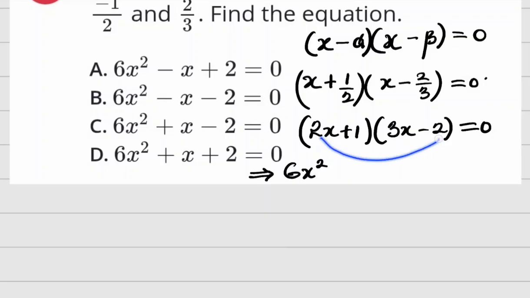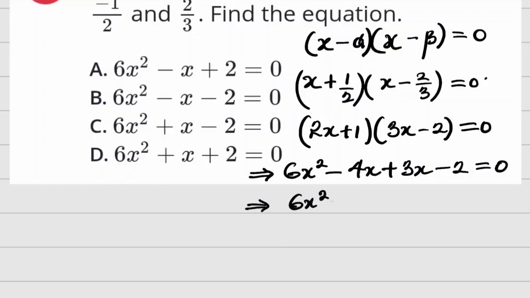Then 2x times minus 2, that gives us minus 4x. 1 times 3x, that gives us plus 3x. Then 1 times minus 2 gives us minus 2 equals 0. So simplifying this, we have 6x squared minus 4x plus 3x, that's minus x, then minus 2.